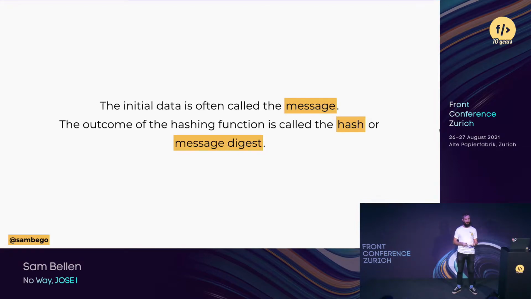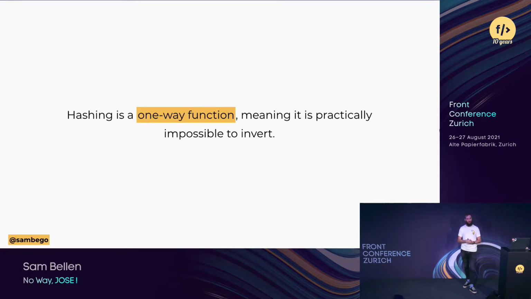The initial data is often called the message, and the outcome is usually called the hash, or sometimes also the message digest. So if I talk about a hash or a message digest, that's the output of a hashing algorithm. And it's a one-way function, which means you cannot take the hash and run it through another algorithm to get back to the initial input. Once you've run something through a hashing algorithm, you cannot reverse it. So it's a one-way function.